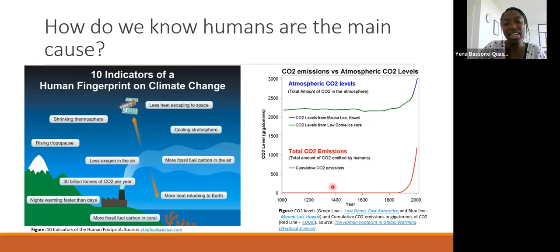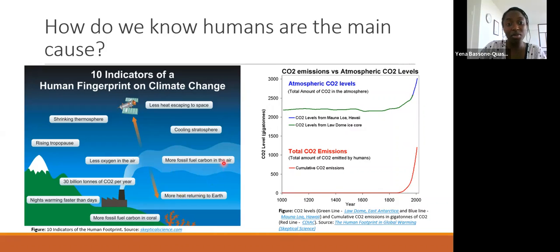This one I like, and it's really simple. It basically shows the increase in CO2 emissions relative to the increase in atmospheric CO2 levels, and you can see that the trends are almost exactly the same. But again, it's only one line of evidence. And so there's always questions as, how do we know humans are causing it? And so there's these other lines of evidence that we can look at.